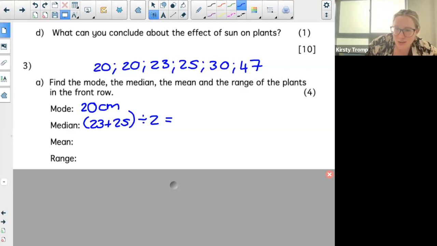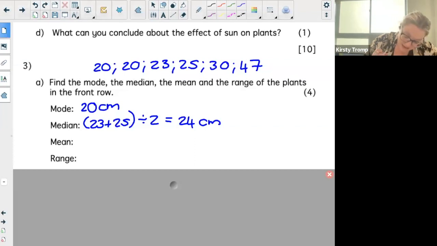What do you get when you do that? So, ma'am, 23 plus 25, which is 48, divided by 2 is 24. Rockstar, well done. 24 centimeters. Thanks, Tando. Thank you, ma'am.